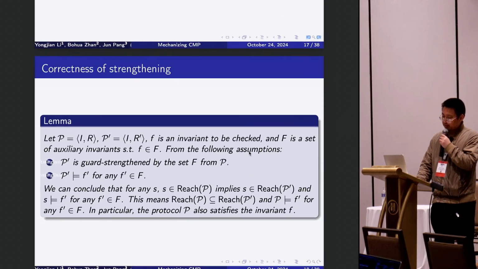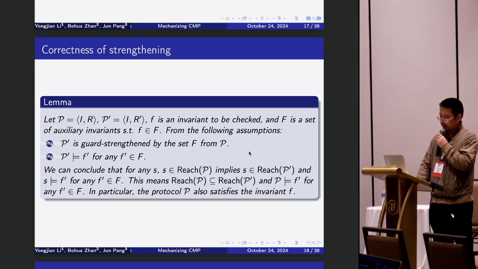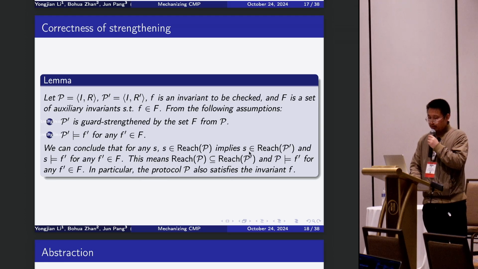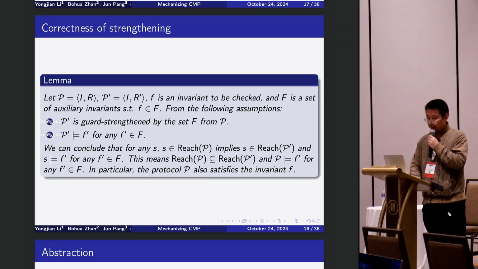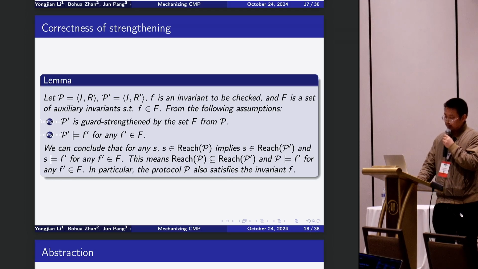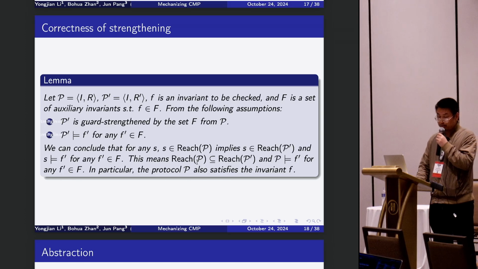The most important thing for strengthening is that we have a correctness lemma. This means that if F is an invariant of the strengthened protocol, then F is also an invariant of the original protocol. This means the two protocols, the original parameterized protocol and the strengthened one, have the same reachable states.